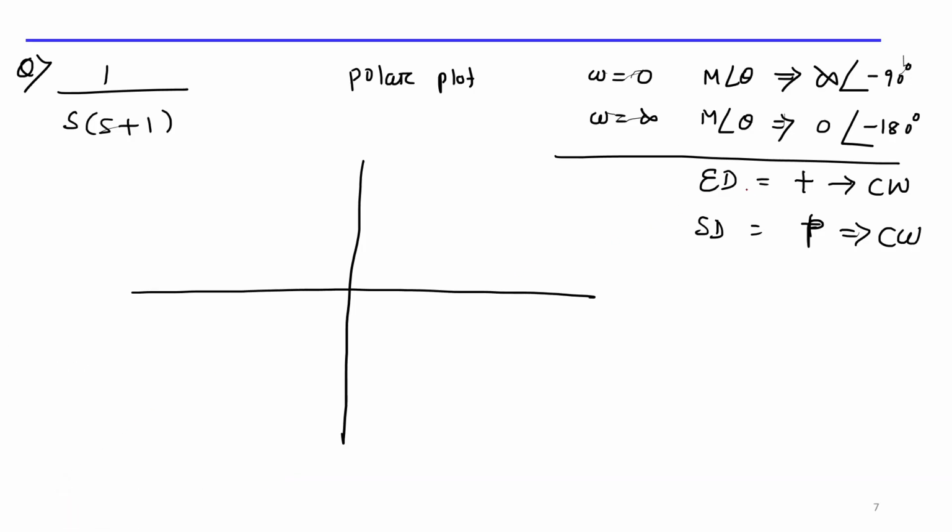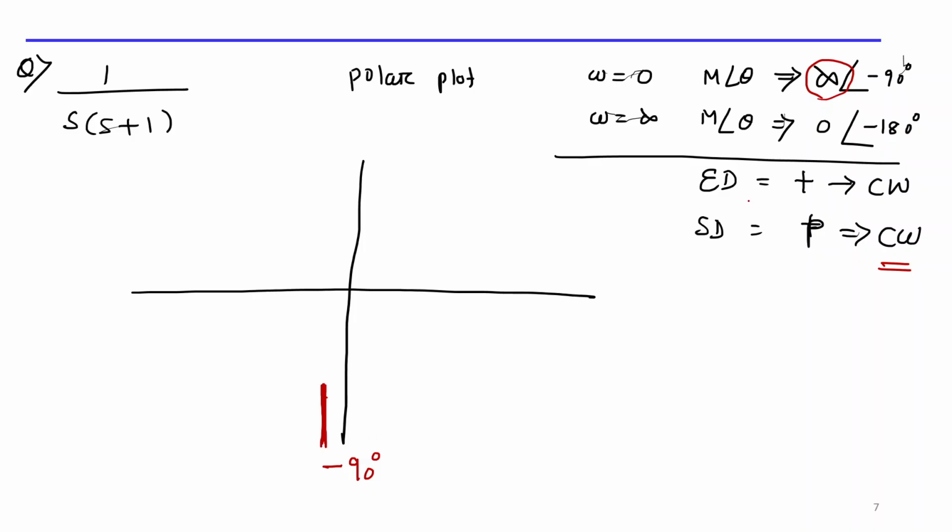So where will the polar plot start? It starts at omega equal to 0, and it is starting from infinity. You can see it starts from infinity, but at which angle? Minus 90 degrees, and the starting direction is clockwise. Clockwise means this direction, right? So you have to move in this direction, starting from here. Let me start by making an asymptote which is parallel to minus 90 degrees in the clockwise direction.